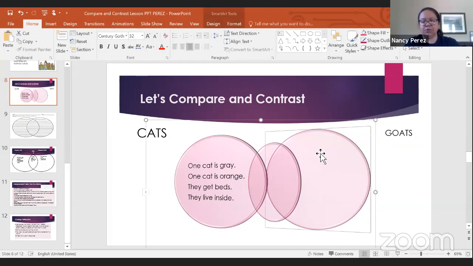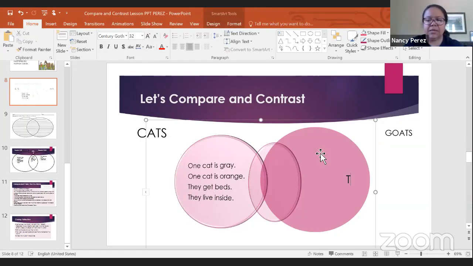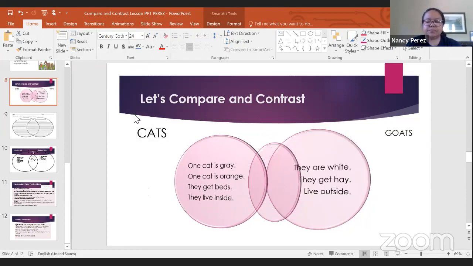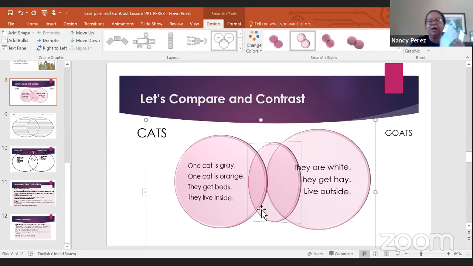Okay, here the goats. They are white. They get hay. And they live outside. Okay, let me make this font a little bit smaller. Very good. Because now Mrs. Perez is going to find out how these cats and goats are alike or the same.